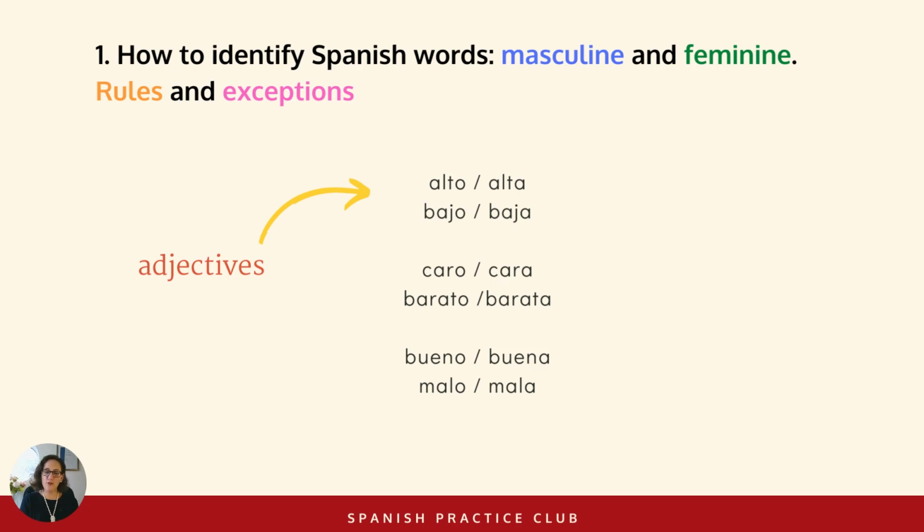And the same goes for the other 4 adjectives. Caro and cara for expensive, barato, barata for the opposite, cheap, bueno and buena for good, and malo and mala for the opposite, bad.